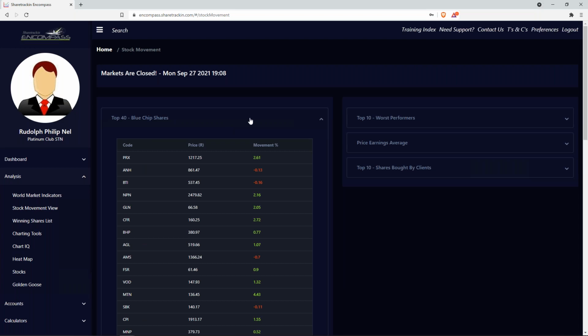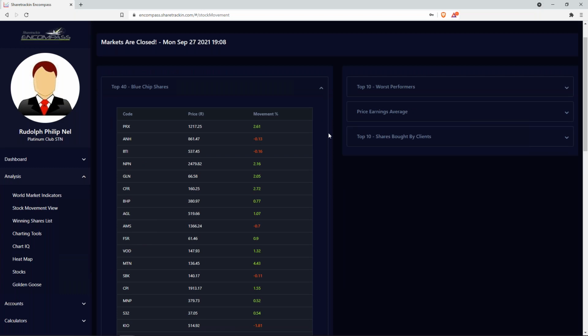Then your top 40 blue chip shares. The top 40 blue chip shares are basically the most known shares in South Africa. The reason they're on this list is because they are the best performers on the market. So you've got your codes for the shares. PRX would be Prosus, ANH Anheuser-Busch, BTI British American Tobacco, NPN Naspers, GLN Glencore, CFR Compagnie Financière Richemont, BHP BHP, and so on. Every one of these will give you the price of the share currently, and then the percentage movement that it's made for the day.